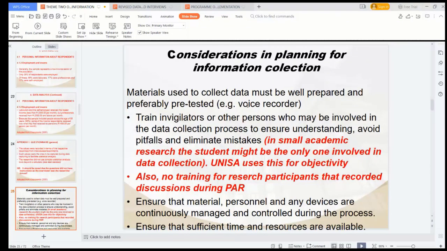Training invigilators or other persons who may be involved in the data collection process to ensure understanding, avoid pitfalls, and eliminate mistakes. You know, there is a student that I'm supporting. I don't know if that student will join this group. She is doing a PhD under UNISA, school of public administration. I've been assisting her for the past two years in getting the proposal better. She submitted it to the university, but it took very long for the ethics committee to clear her so that she's allowed to go to the field.